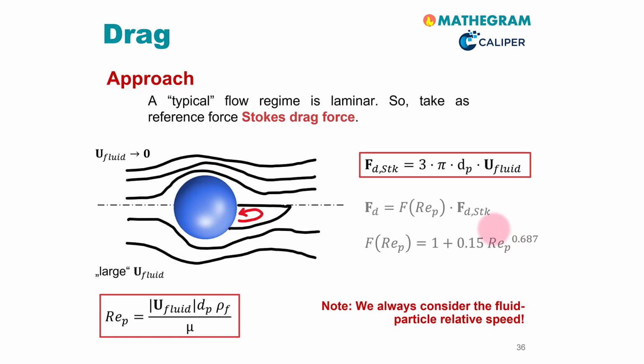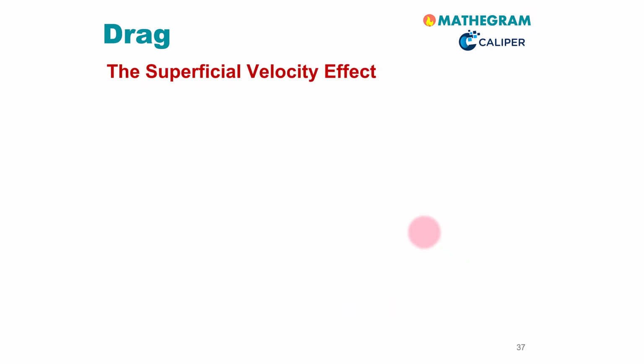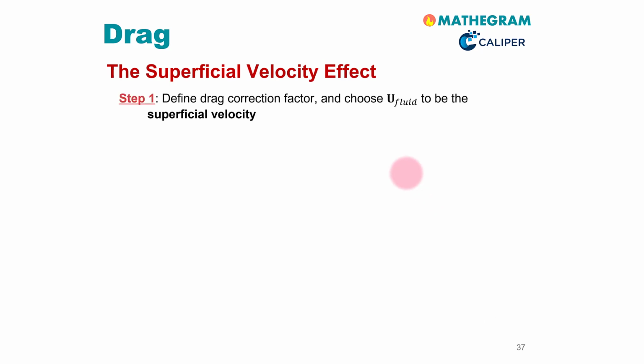In such a situation, we find that the drag force is the Stokes drag force multiplied by a prefactor that is larger than 1. So the drag force increases with the Reynolds number if we would fix the fluid velocity. A very simple correction function for this effect is this so-called Schiller-Naumann drag closure. The next step in our chain of thoughts is to think about the superficial velocity effect. The superficial velocity is nothing else than the fluid speed that would be measured in the system if there would be no particles. So the superficial velocity is lower than the actual fluid velocity.